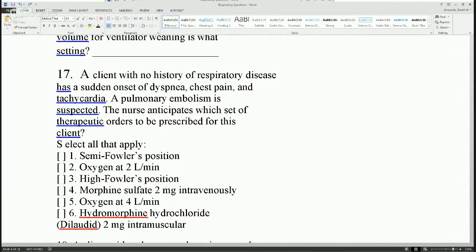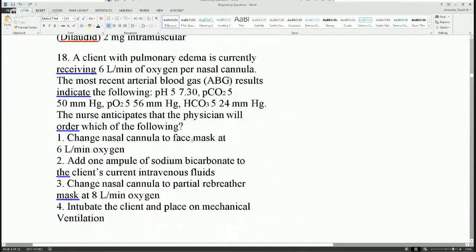Okay, so it was what again? I was writing down the numbers from the previous question. You're fine. 1, 4, and 5. Okay. So semi-Fowler's position, morphine sulfate, 2 milligrams IV, and oxygen at 4 liters. They don't have any history of respiratory issues, so they're not limited to the 2 to 3 liters. All right, that was a good one.